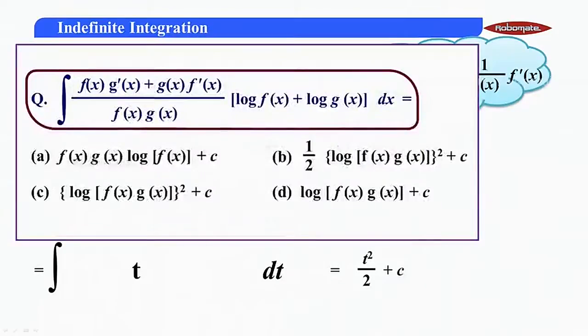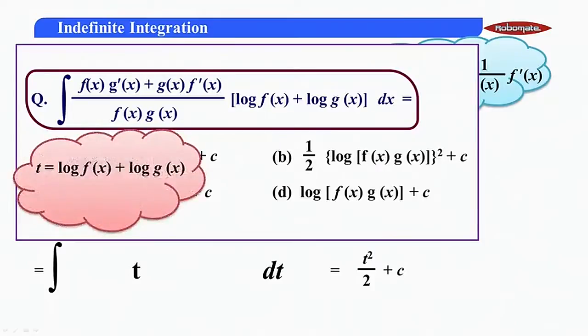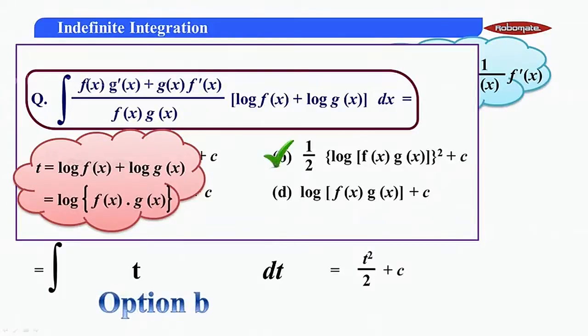Let's see what are the options. These are the options. Now my dear students, if you observe, there is only one option which is having a 1 by 2. So option B has to be the answer. No need to simplify, but I'll simplify it for you. It's t, which is log of f of x plus log of g of x. That's nothing but log of f of x into g of x. So now can I say that my answer is option B?